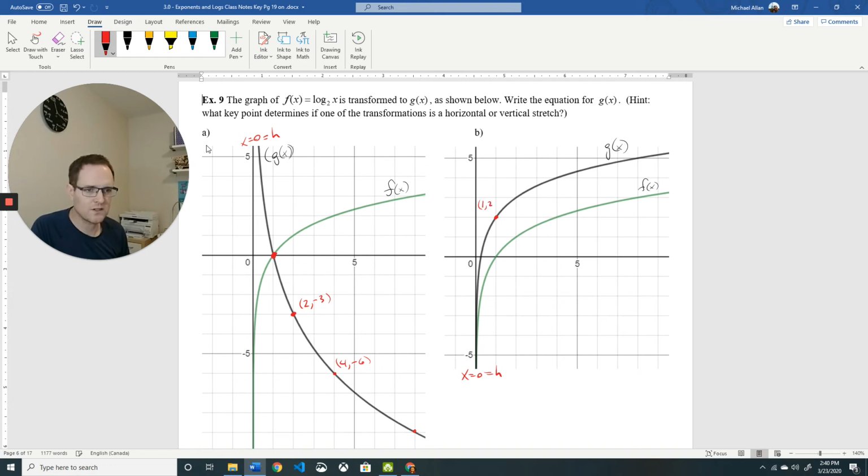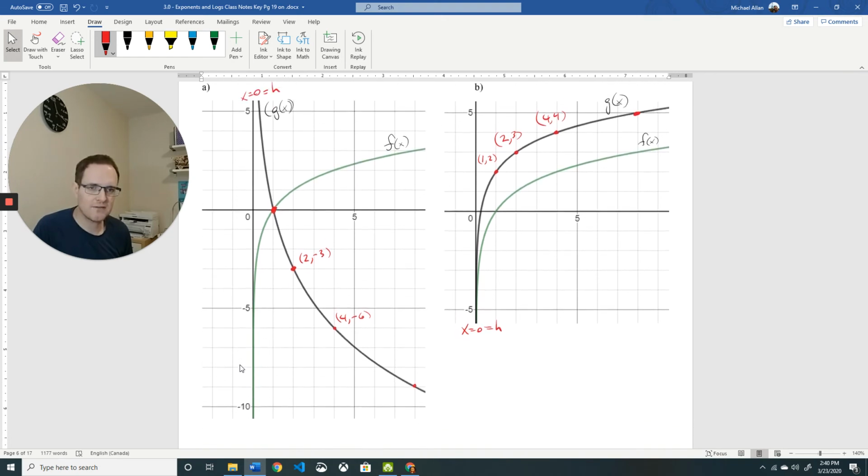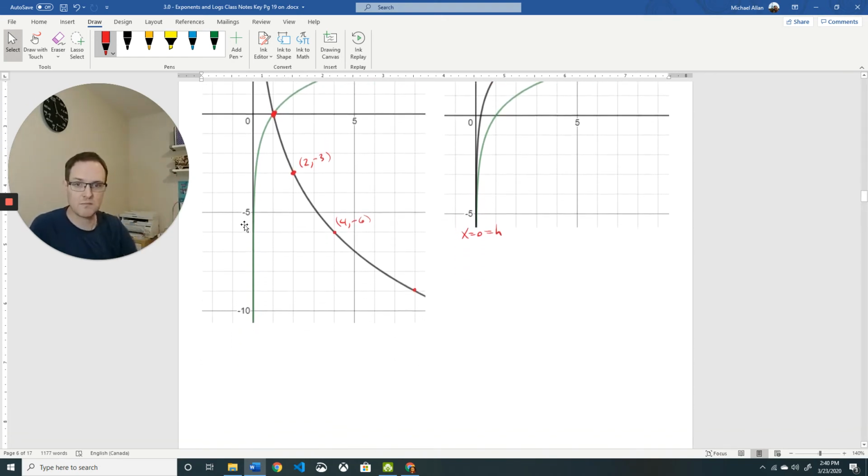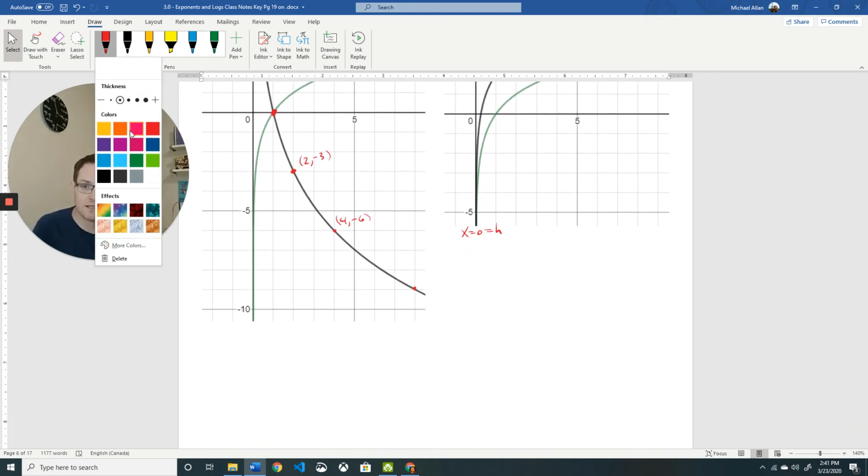So I got 1, 2, 2, 3, 4, 4. All right. We got another point over here we can use. I got a lot of good points here. Okay. So once we identified a few things, like what our h value is, I'm just going to rewrite our h values down here.